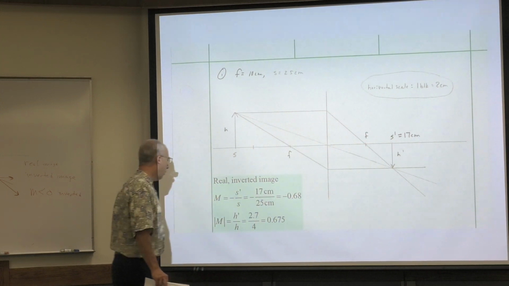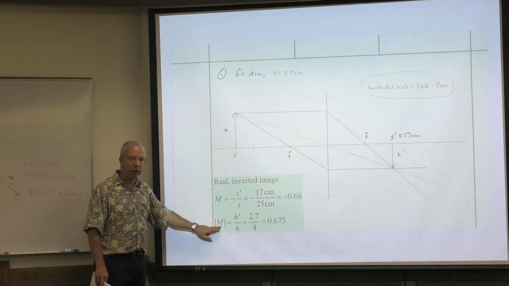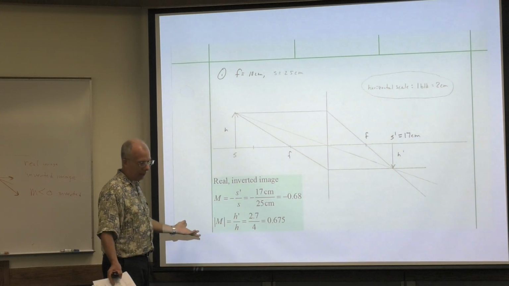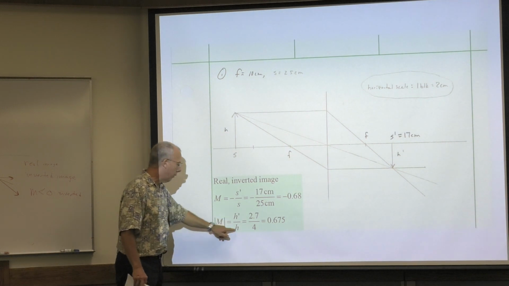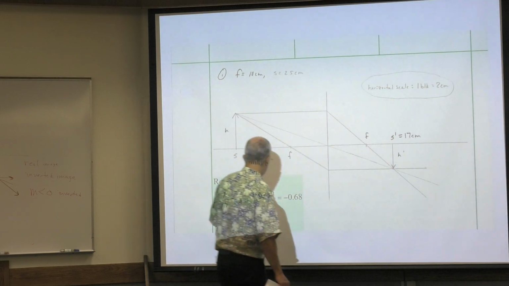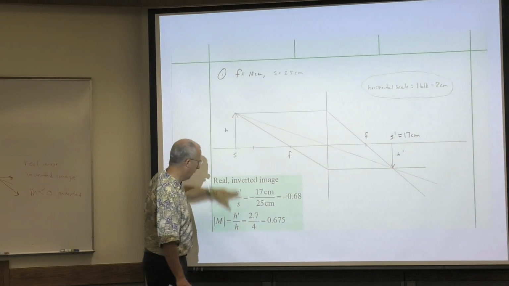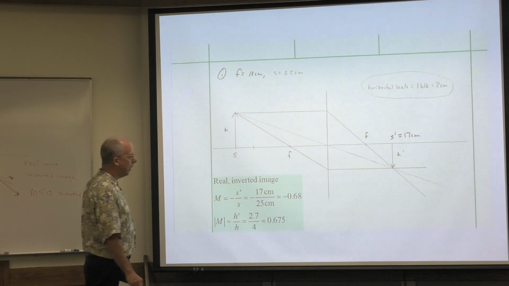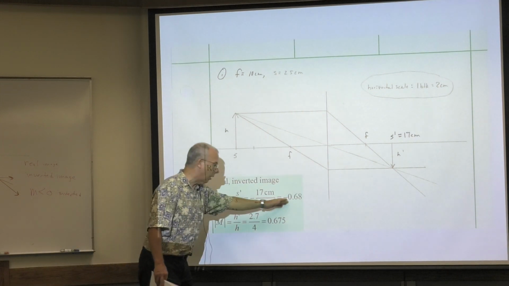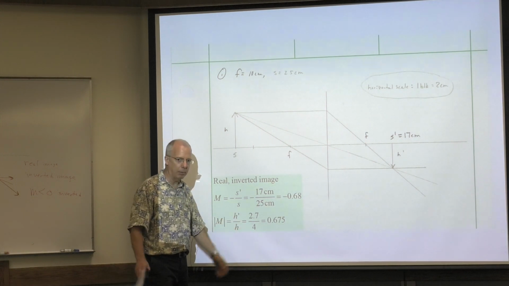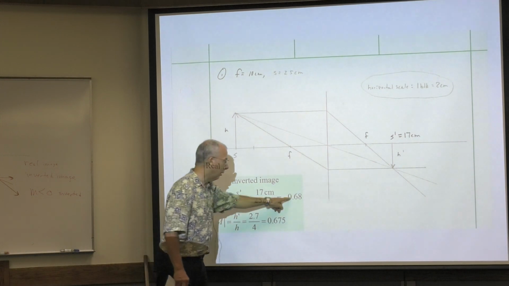Now the other formula is just the magnitude of the magnification. So absolute value, right? So it's just H prime over H. So what that is, you just measure the length of this and you divide it by the length of that, right? And so that's the magnification, 0.675. So, not exact, but not bad, right? And you're never going to get it exact when you're drawing on a piece of graph paper, but that's pretty good.